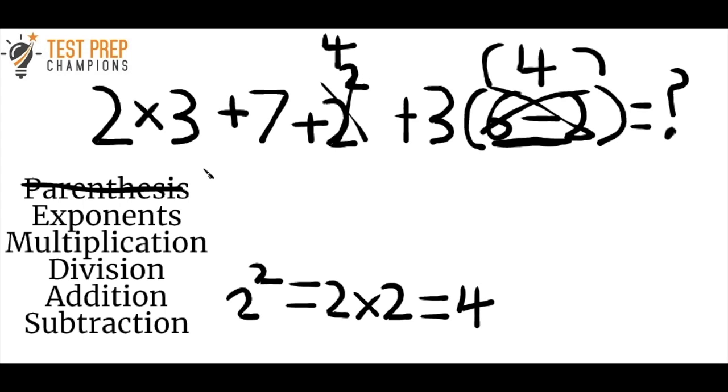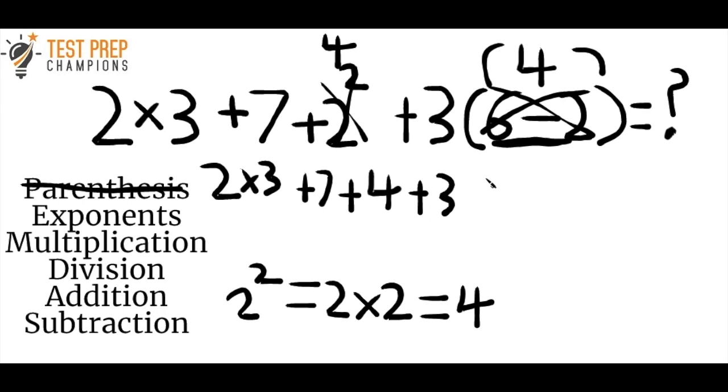So now let me rewrite this whole question here. So we still have 2 times 3 plus 7, now we have plus 4 plus 3. And then we have in our parentheses our 4 here. And so when you have 3 parenthesis 4, that just means 3 times 4.